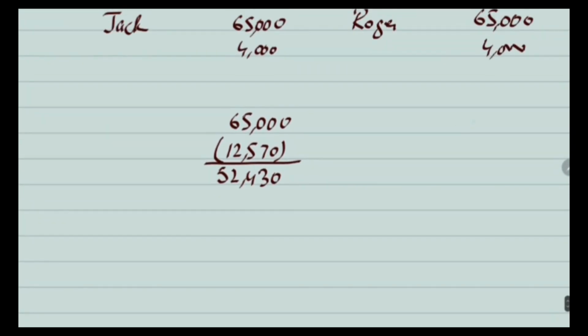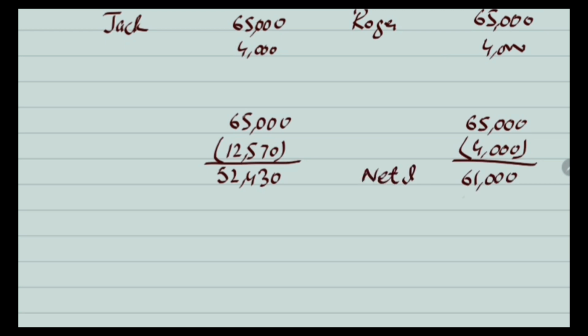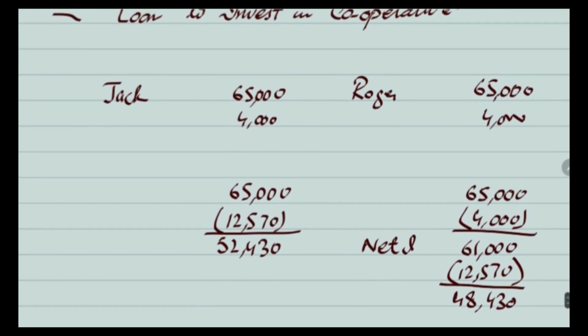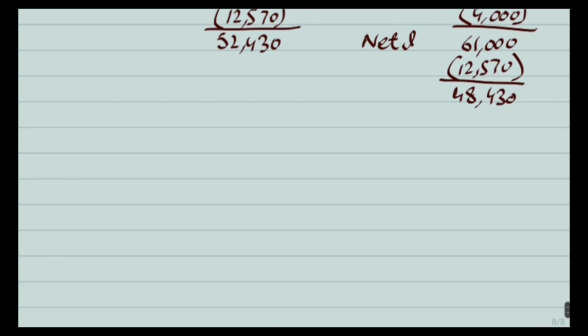While in case of Roger, his income is again 65,000, but as a result of paying a qualifying interest payment of 4,000, his total income reduces to 61,000 of net income. This is his net income. And from this we need to deduct the 12,570 of personal allowance. So he has a taxable income of 48,430. So as a result of interest payment for a qualifying purpose, the taxable income of that particular person reduces.